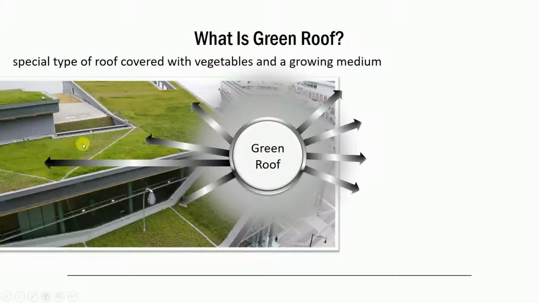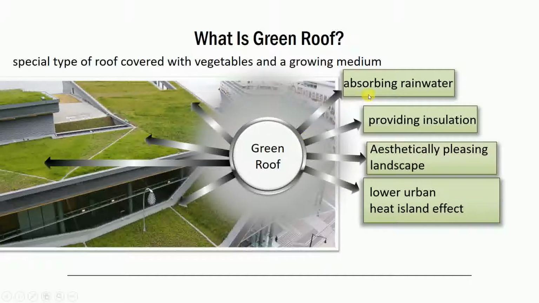A green roof, you see here in the picture, is a roof covered with vegetation and a growing medium. This is the green roof, literally. So a green roof is built on the roof of buildings and structures.